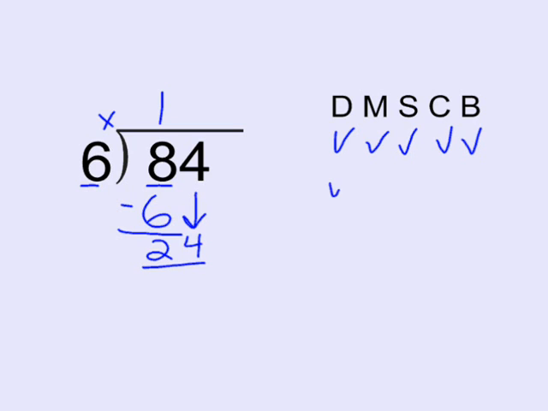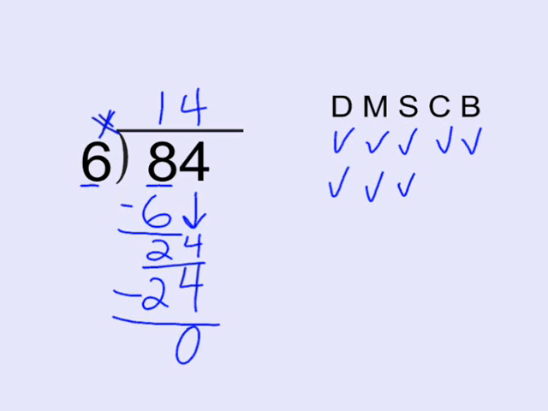Now I have to divide again. 6 into my new number 24 goes 4 times. Then I have to multiply. 4 times 6 is 24. Then I have to subtract. 24 minus 24 is 0. I have to check. 0 is less than 6, so I can move on. There's nothing left to bring down, so I'm done with my problem.